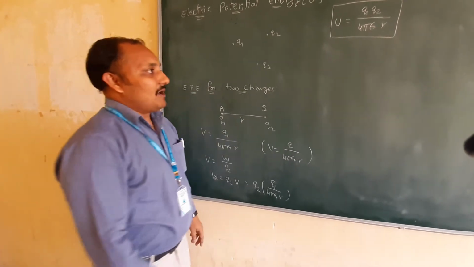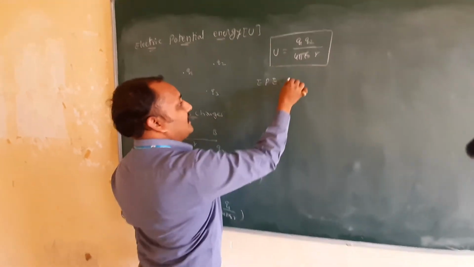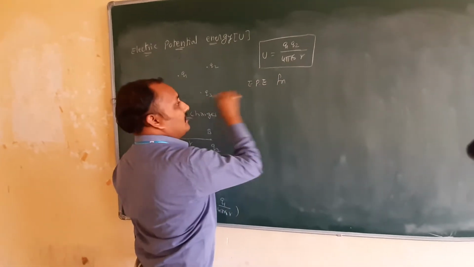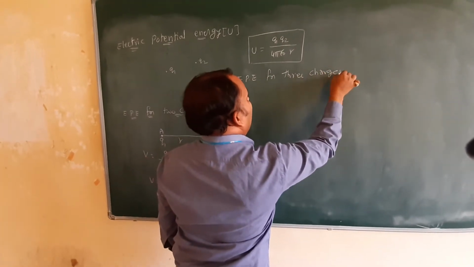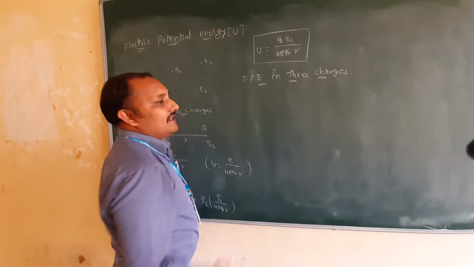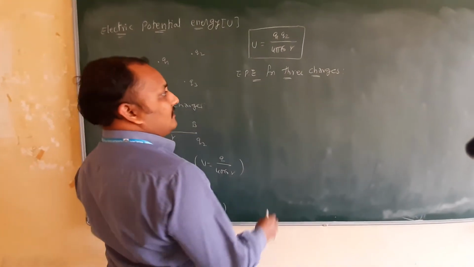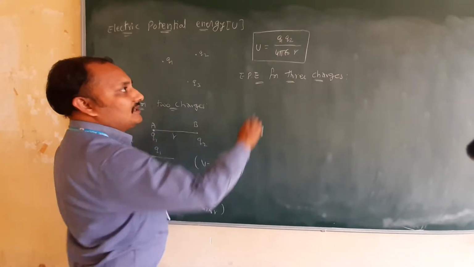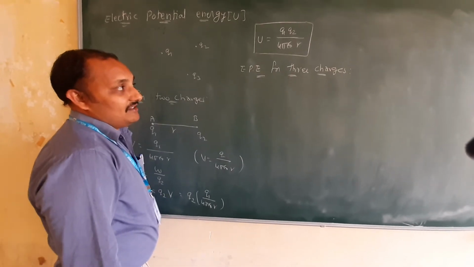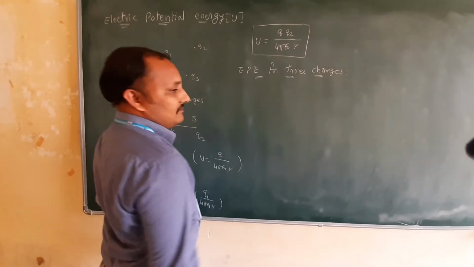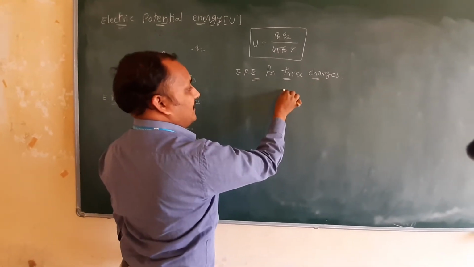Now we will see the electrostatic potential energy for three charges. This one we can remember directly as an equation for problem purposes. It is important for you. They have never asked it in PU; only the two-charge equation they asked for PU. What is the electrostatic potential energy for three charges? Three charges means there is no electric field here. We brought Q1 from infinite distance.